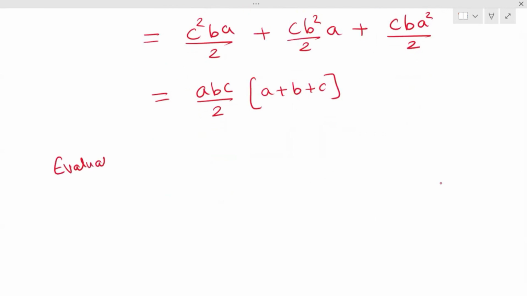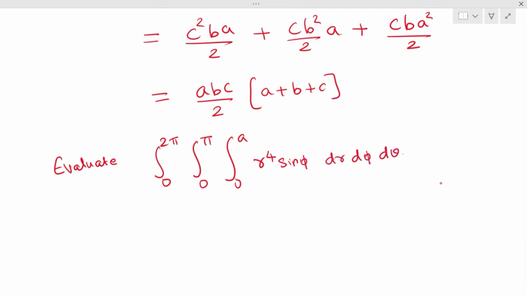The next problem: evaluate the integral 0 to 2 pi, 0 to pi, 0 to a, r power 4 sine phi, dr d phi d theta. See this problem, instead of x, y, z, we have r, theta, phi, which is nothing but spherical coordinates. Whatever it may be, the first integration is with respect to r. We have to treat the other two variables, phi and theta, as constant.